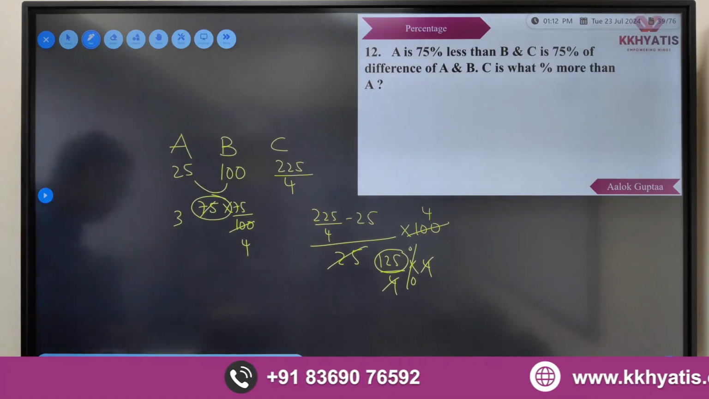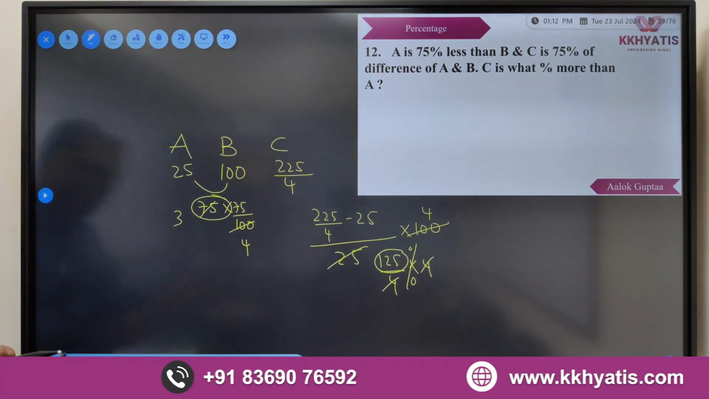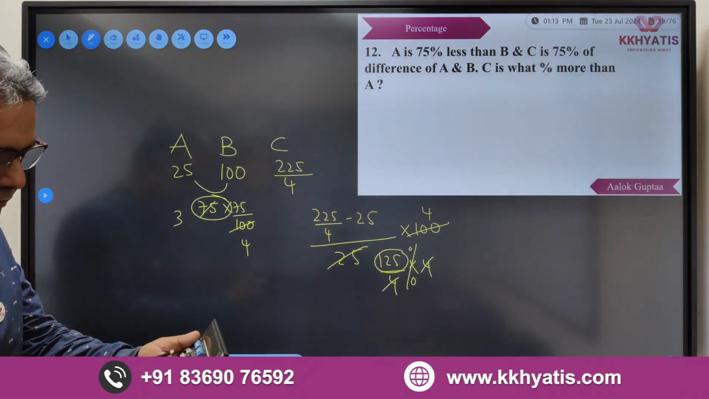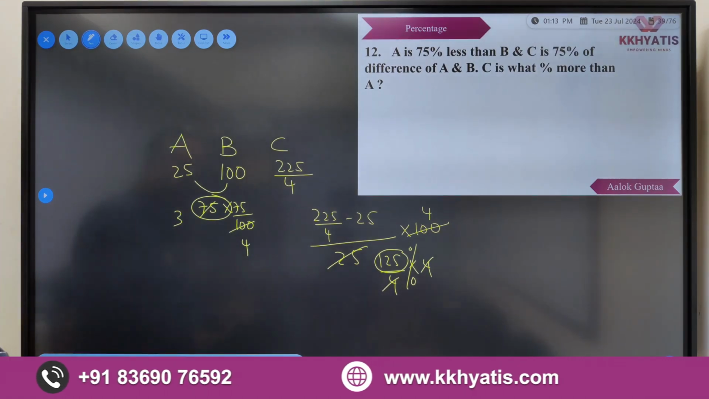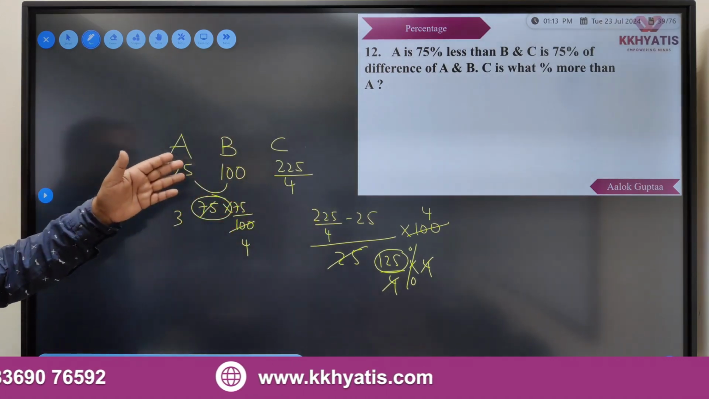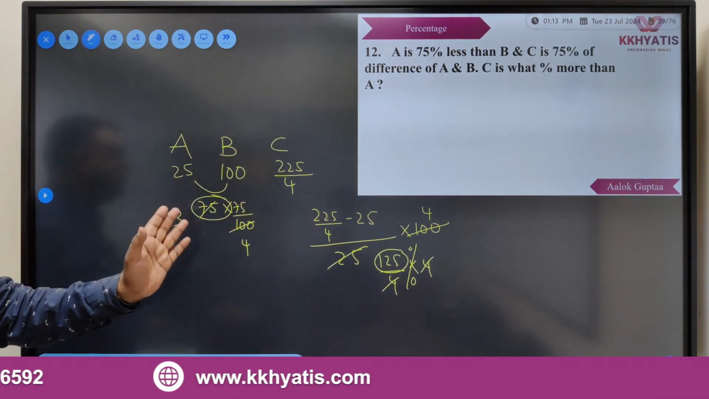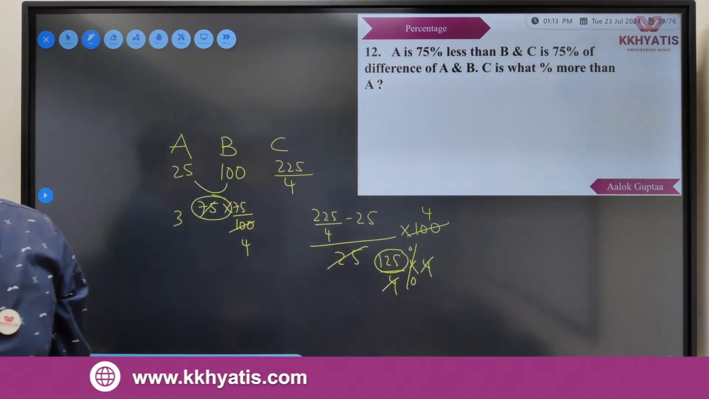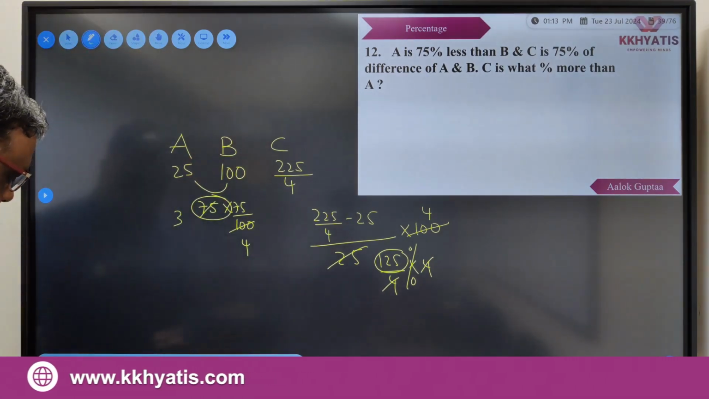Actually, if you can see 225 upon 4, if I calculate on a calculator, it is 56.25. So 25 and 56.25, 56.25 is 125% more than 25. Okay, let's move ahead.